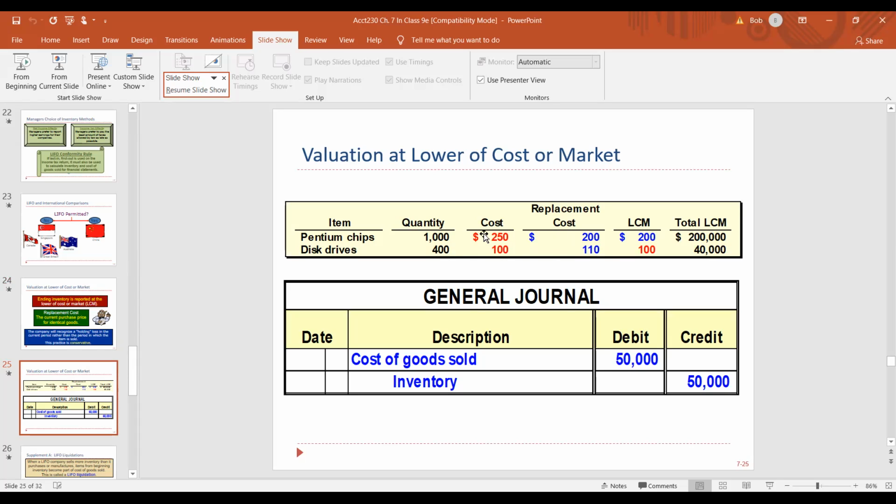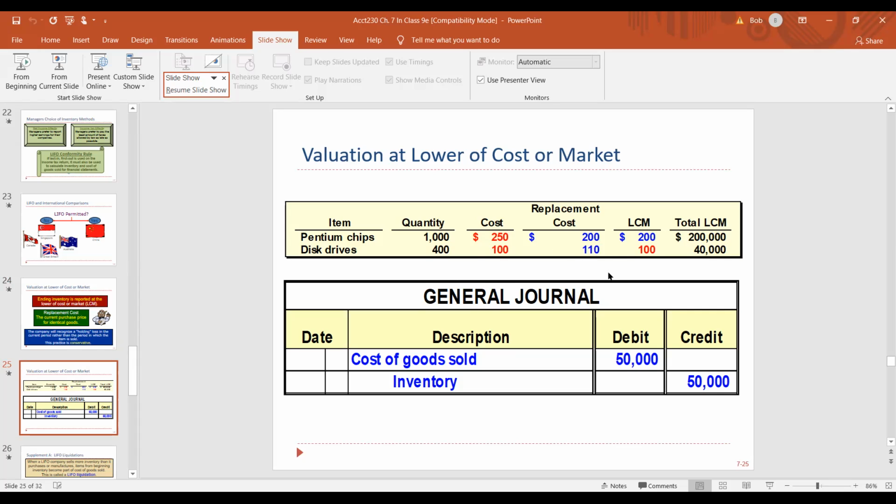So we're going to take 200 times 1,000, and we're going to step on the 250, 200,000. Disk drives, we paid 100 for these, but we're selling them for 110, it looks like. So what's lower? The cost or the market. The cost is lower. That's what we want. That's what we hope to see. So nothing changed. That'll still be 40.